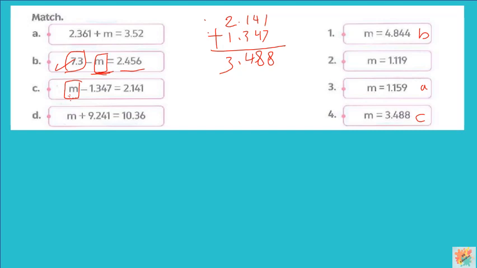The last one, it's 1.119 plus this number gives you this one. Yes, it's right. So here we can write letter D, or you can check it by subtracting like that. 9.241, put 0 up. So 10 and here 5. 10 minus 1 equals 9. 5 minus 4 is 1. 3 minus 2 is 1. 10 minus 9 is 1. So it's the correct answer.